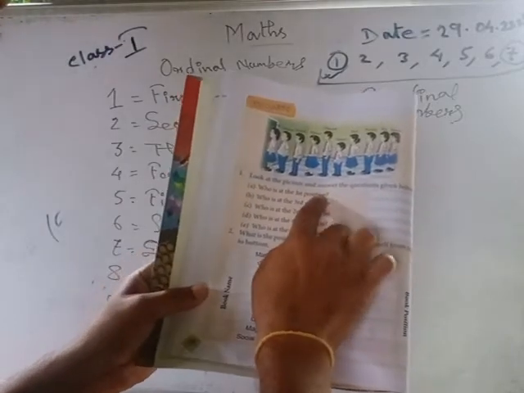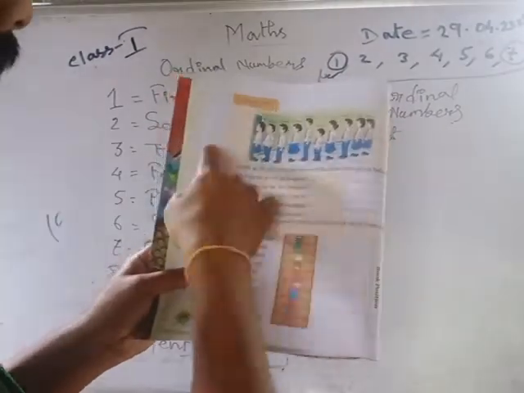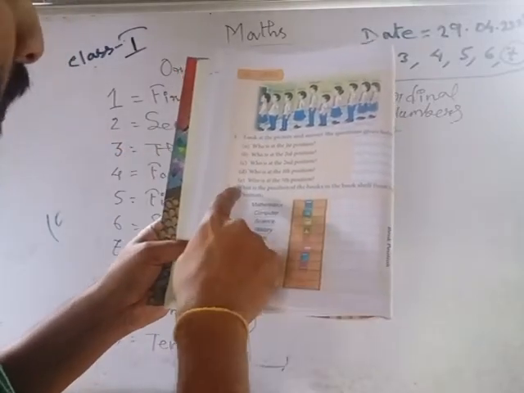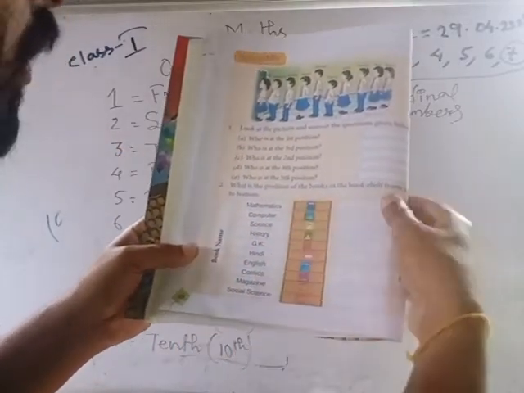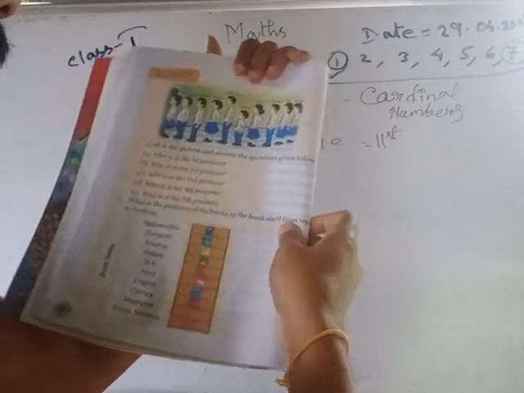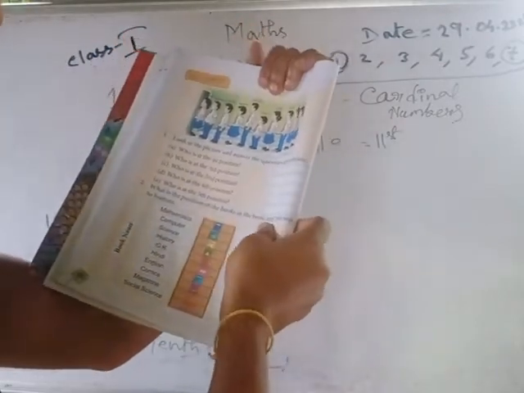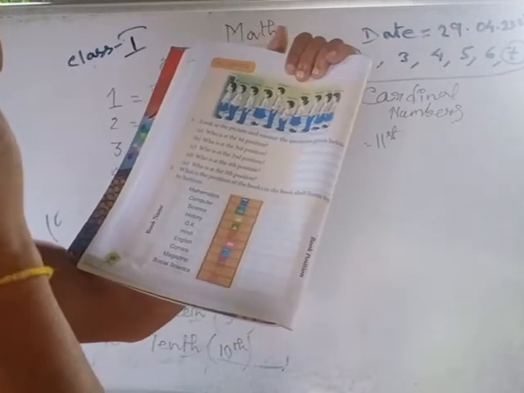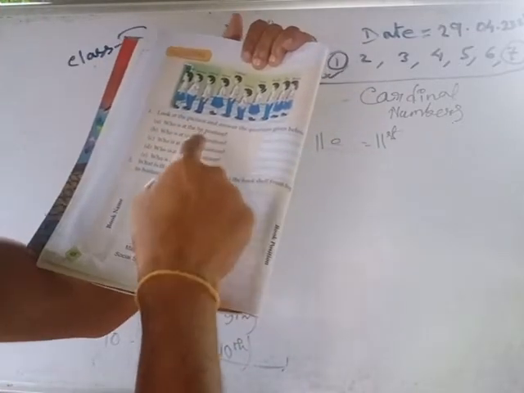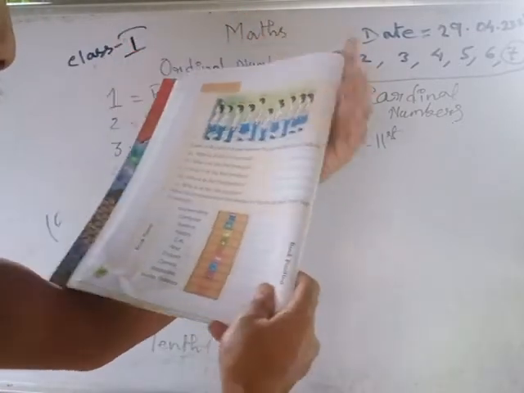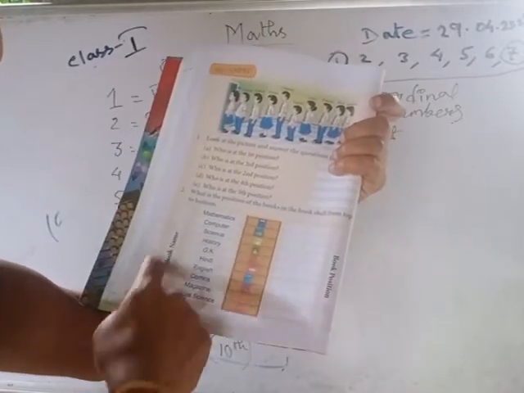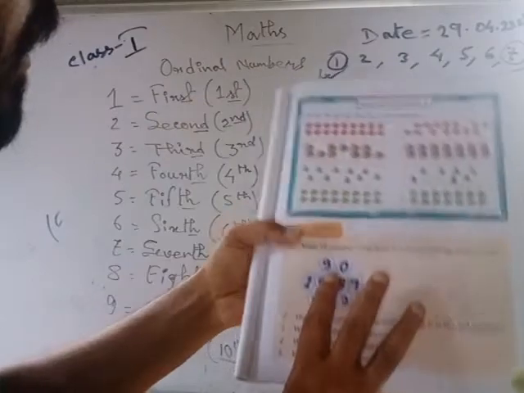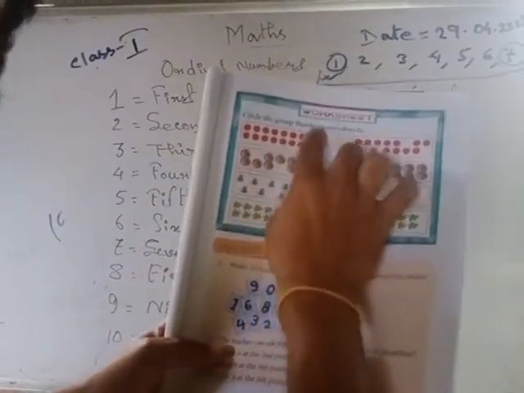Who is in the first position? Who is at the first position from this line? Mathematics. What is the position of the book? Maths. Books in the bookshelf from top to bottom. You should arrange the numbers from top to bottom. Okay, the book's name and the book's position.